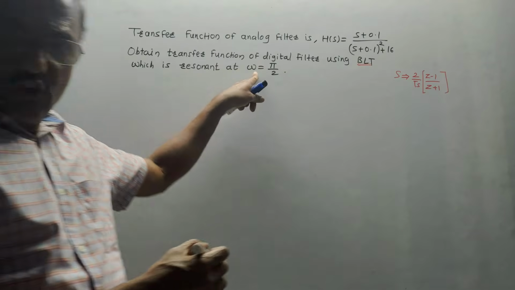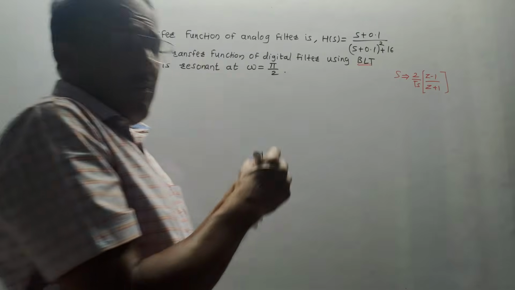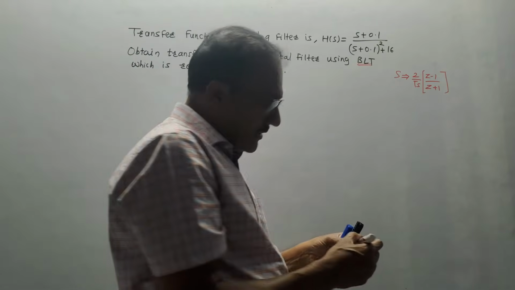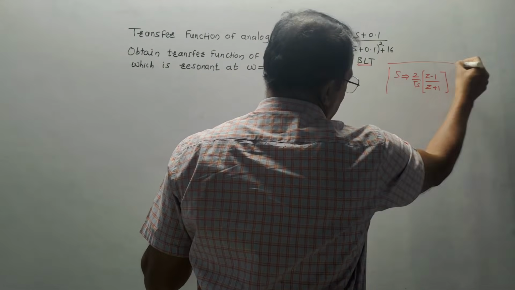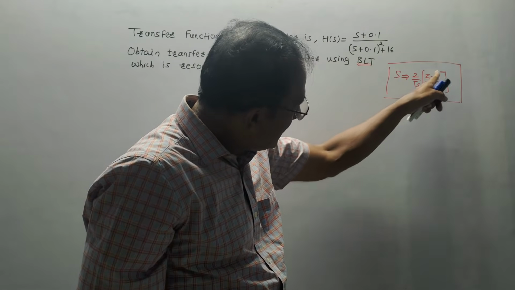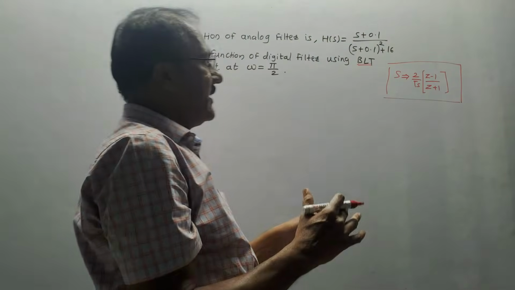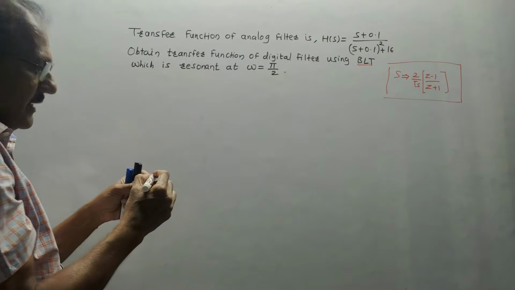Omega is the frequency of digital filter. Omega is pi by 2. Now, for BLT, bilinear transformation, we just have to remember this simple formula. If you replace s by 2 by Ts, z minus 1 upon z plus 1, H of s will be converted into H of z. But this is a somewhat different numerical.